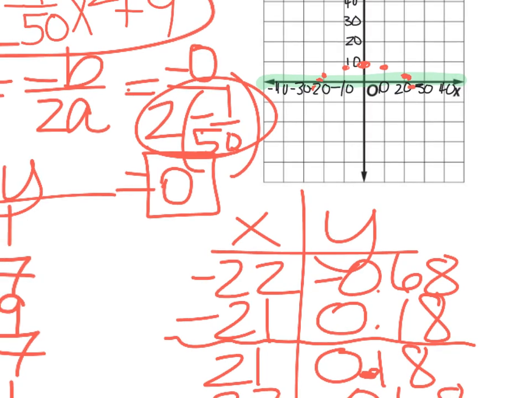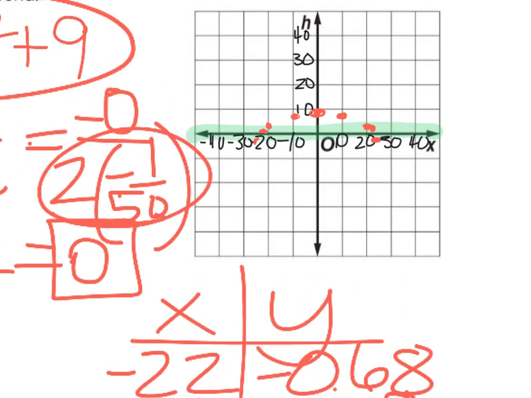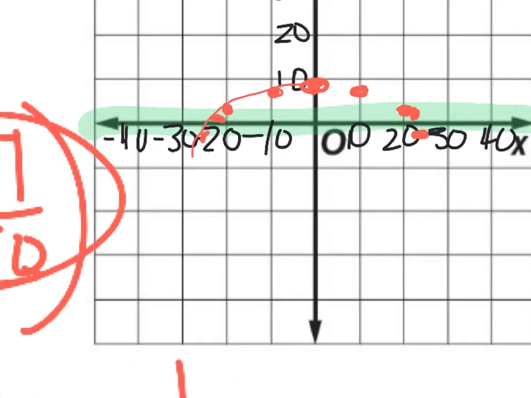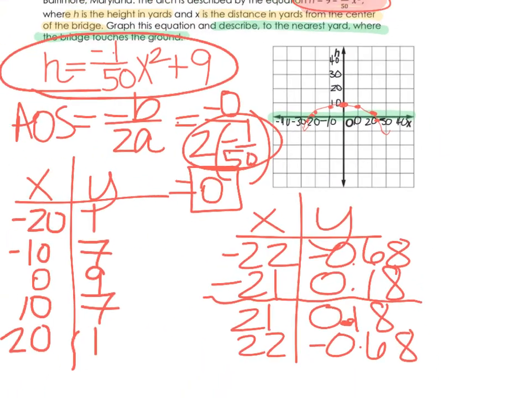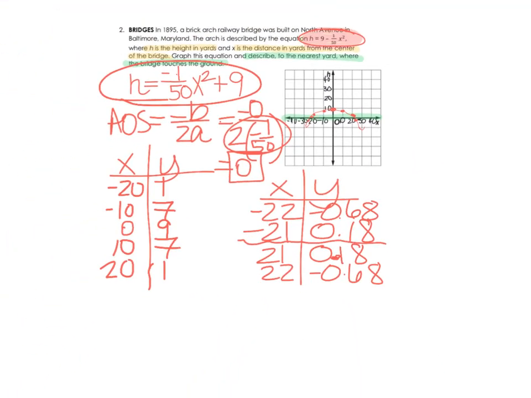So what we're looking at here is, if we're zooming in on our graph, we know our quadratic goes like this. That's what our quadratic function looks like. What our goal is here is to figure out where it touches the ground. So between negative 21 and negative 22 is where it touches the ground on the left side. We're going to the nearest yard, so we're going to say negative 21 because that's the closest we're going to get to 0. And on the other side, it would be positive 21 because 0.18 is the closest we're going to get to 0.